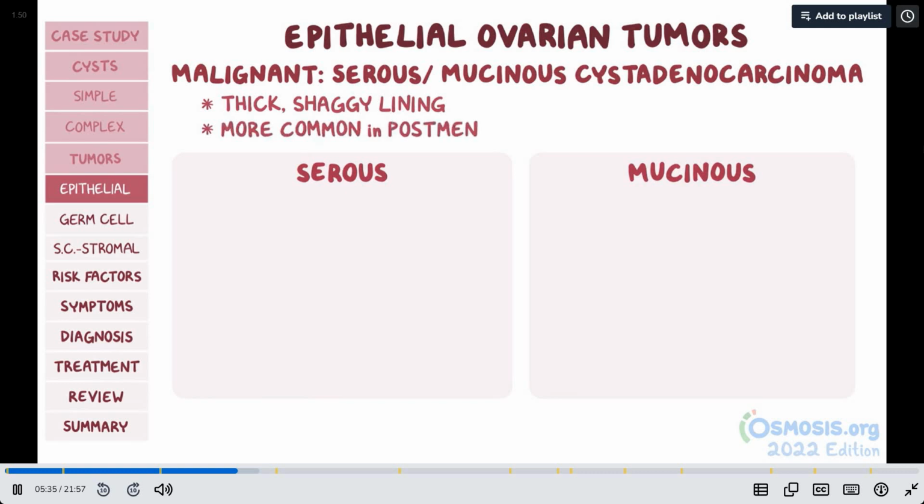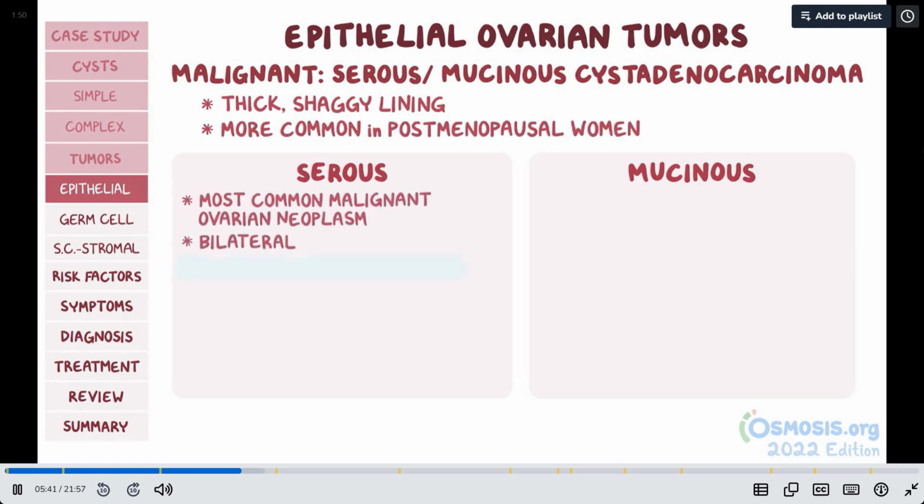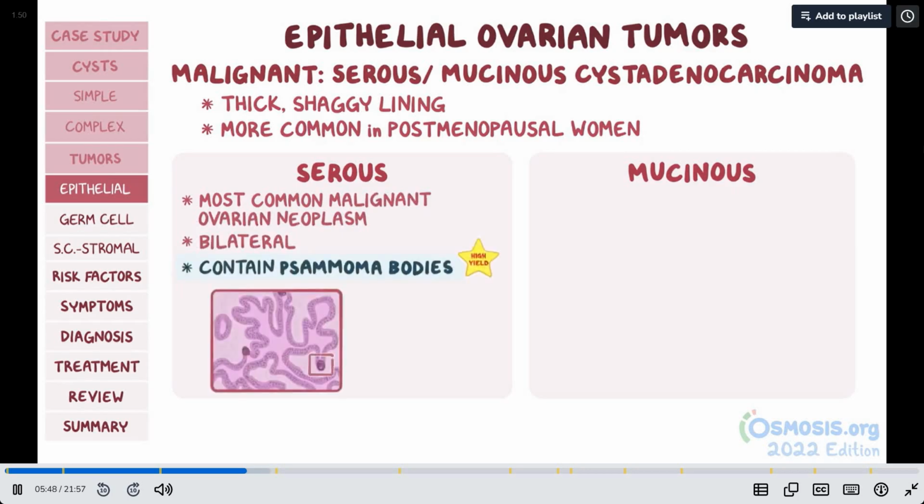They're also more common in postmenopausal women. The serous type is the most common malignant ovarian neoplasm, and they tend to be bilateral. Another high-yield fact to remember is that serous cystadenocarcinomas contain psammoma bodies, which are circular plaques of calcium deposits around necrotic or dead cells.